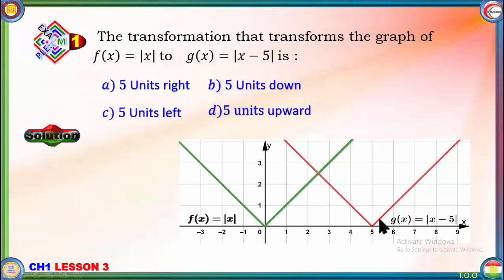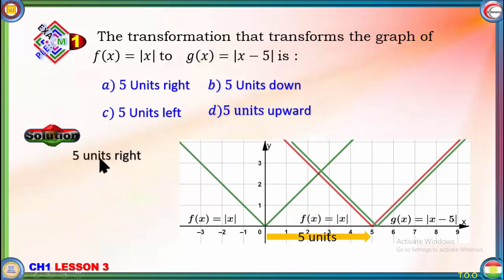Because g is to the right of f(x), we must move the graph of f(x) to the right. Here 1, 2, 3, 4, 5. That means to find the graph of g(x), we must move the graph of f(x) 5 units to the right. A is the correct answer.